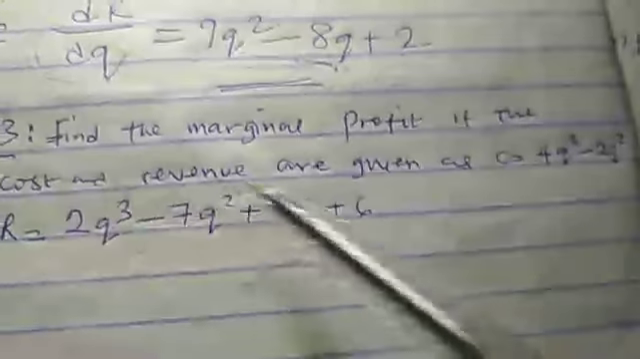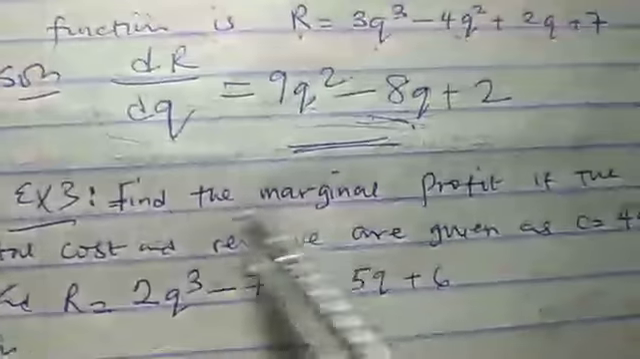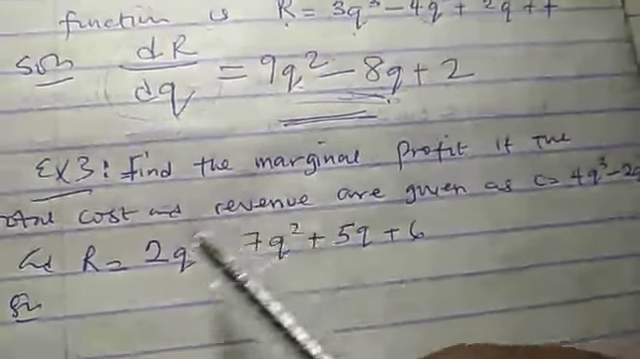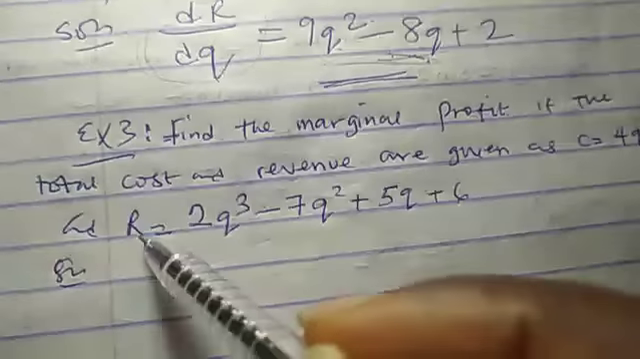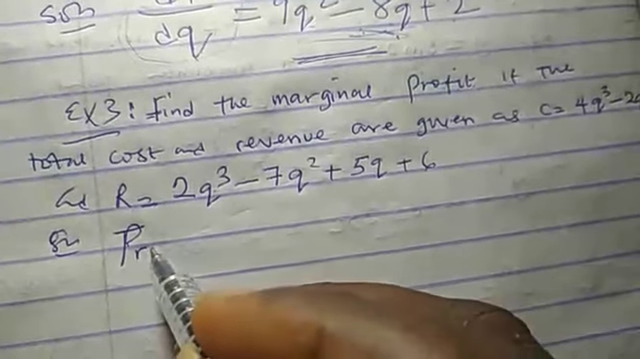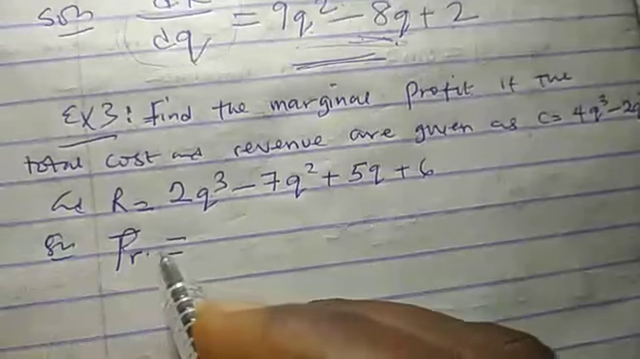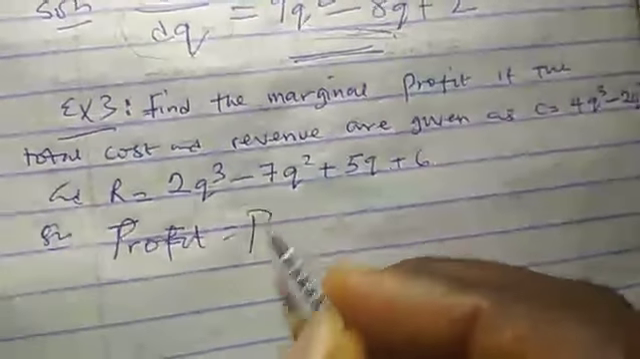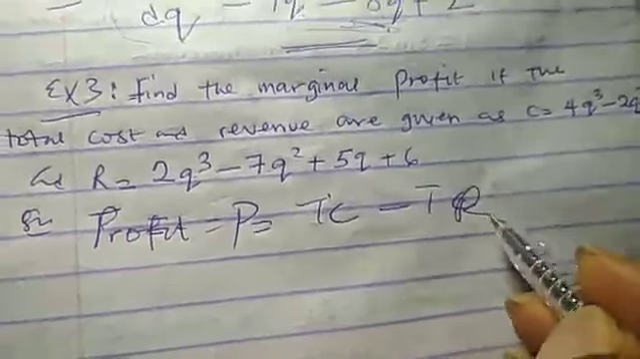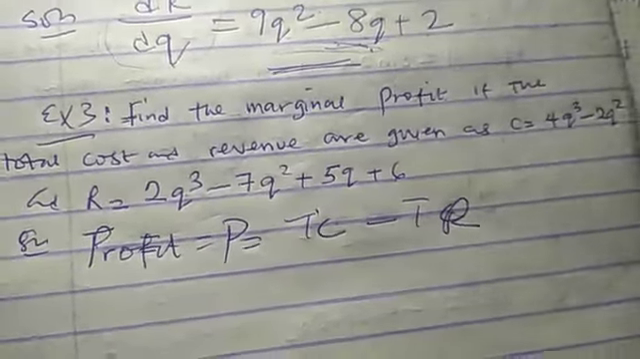Let's take another example. Example 3. Find the marginal profit if the cost and revenue are given as this. So this is the cost, this is the revenue. This is a cost function, this is revenue, but they ask us to find marginal profit. How can we find marginal profit when profit is not given? We are only given cost and revenue. But we need to recall from what I've given you that profit, let me use P for profit, is equal to total revenue minus total cost.